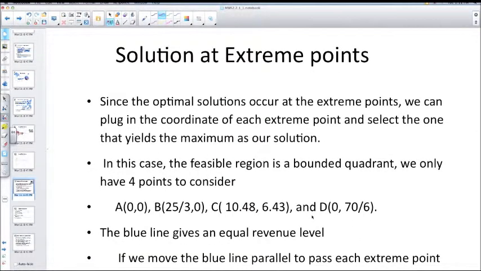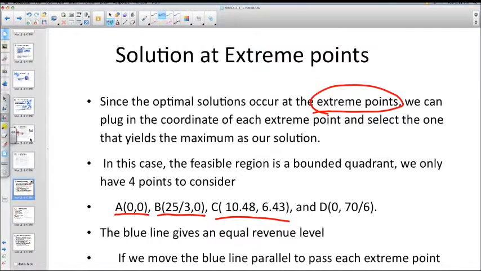Now, to find the solution, all I need is to find the 4 extreme points. Those points are A, which is the origin; B is the second point; C is the top corner point. You see, A is the origin, and B is this point where x2 equals 0, and C is the corner point here, and D is the point where x1 equals 0. So we find those points.